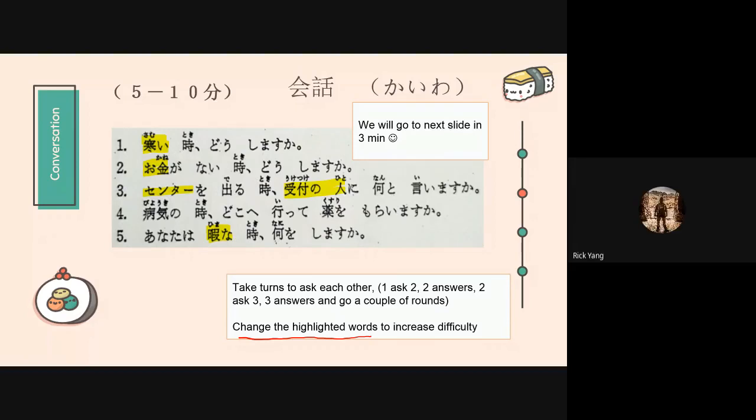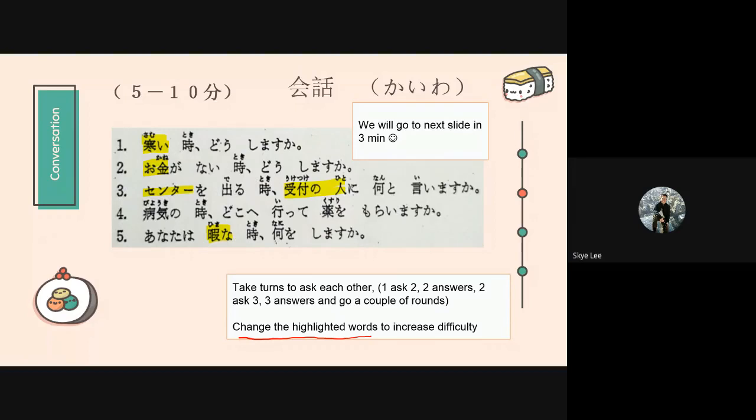So you asked the fourth question? Yeah, I'll ask the fourth question. Byouki no toki, doko e itte kusuri o moraimasu ka? Byouki no toki, byouin e itte kusuri o moraimasu. So you go to the hospital to buy medicine, is it? I will go to the hospital to receive medicine. Okay. When I'm sick, yeah.